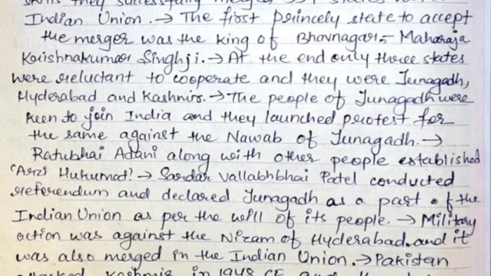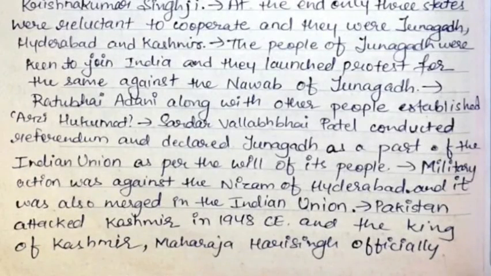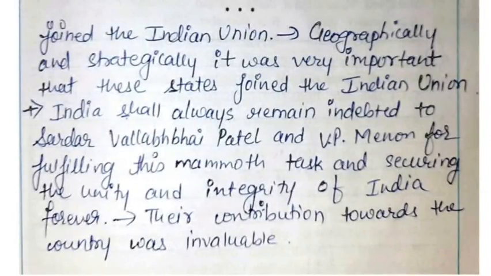The people of Junagadh were keen to join India, and they launched protest for the same against the Nawab of Junagadh. Ratubhai Adani, along with other people, established Arzi Hukumat. Sardar Vallabhbhai Patel conducted referendum and declared Junagadh as a part of the Indian Union as per the will of its people. Military action was taken against the Nizam of Hyderabad, and it was also merged in the Indian Union. Pakistan attacked Kashmir in 1948 CE, and the King of Kashmir, Maharaja Hari Singh Ji, officially joined the Indian Union.